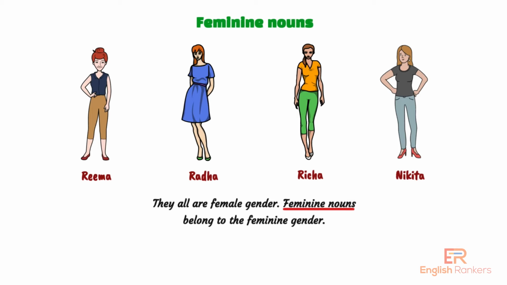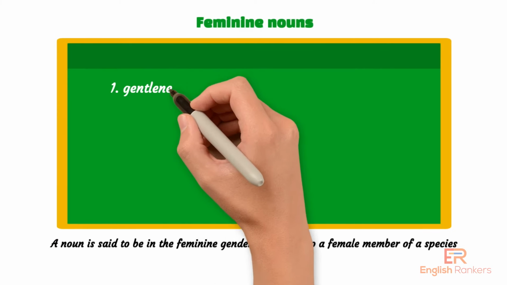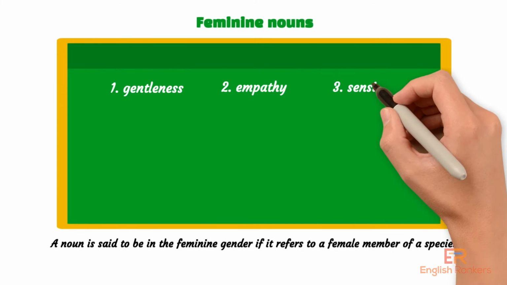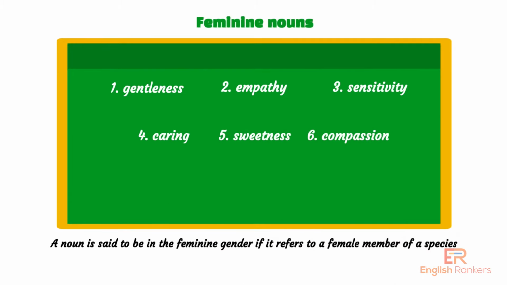Feminine nouns refer to women, girls, and female animals. Now, can you define feminine nouns? A noun is said to be in the feminine gender if it refers to a female member of a species. Anything that signifies beauty, gentleness, empathy, sensitivity, caring, sweetness, compassion, tolerance, etc. is considered the feminine gender.